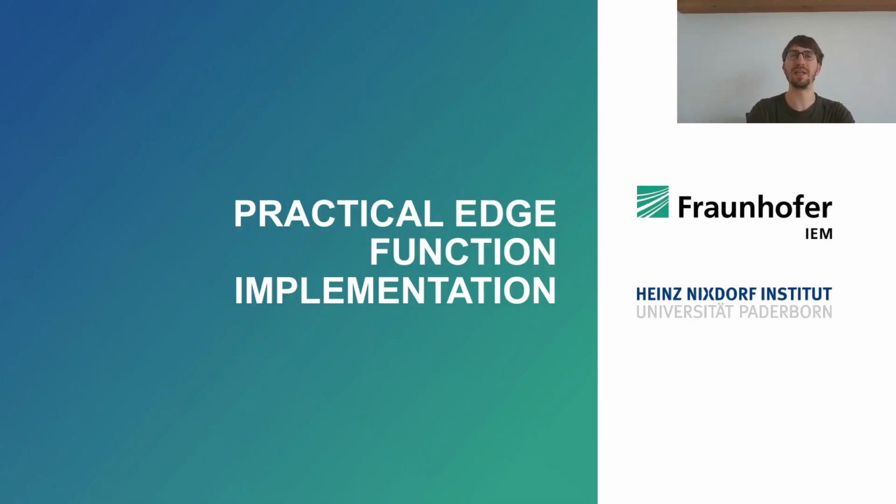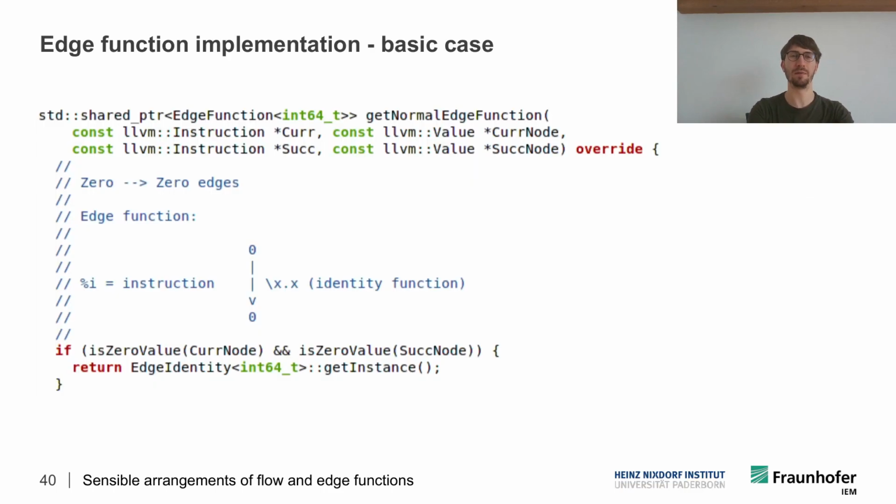Now, last but not least, let me show you some practical edge function implementations. First of all, a rather basic case. At the top here you see the signature of the getNormalEdge function interface method, and your analysis will have to implement this interface method. And what is being passed here? So first of all, you get the current statement and the current fact.